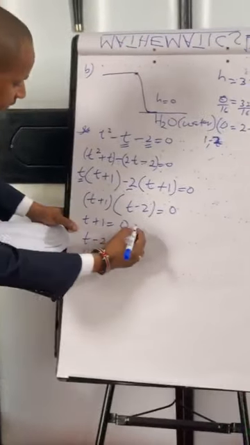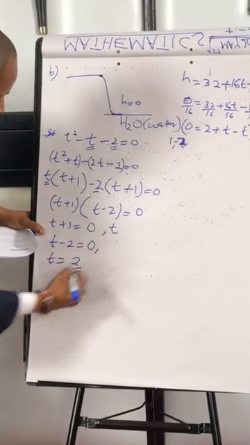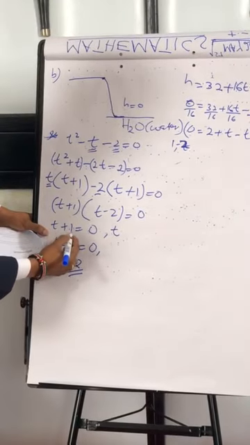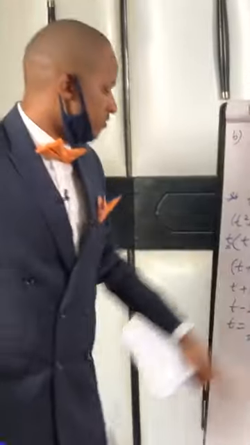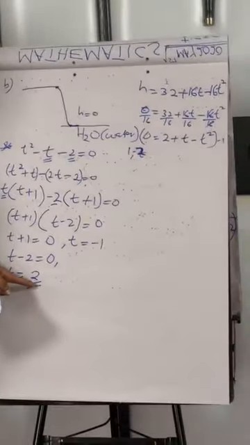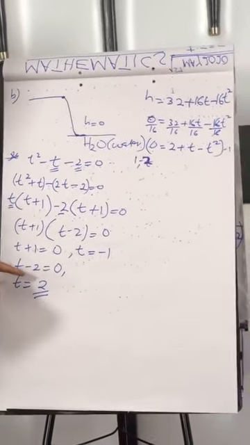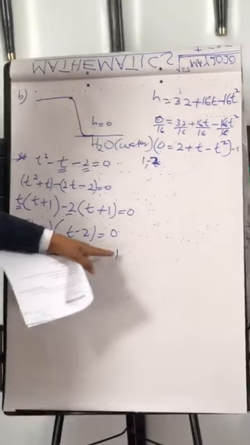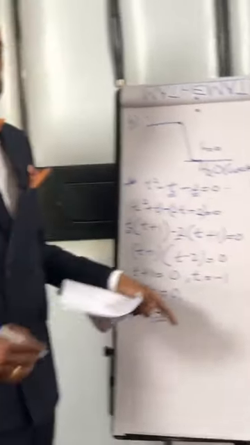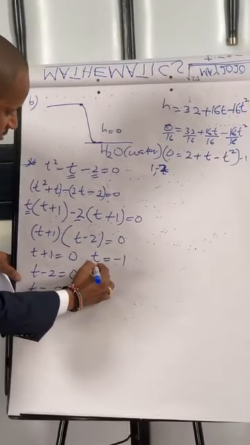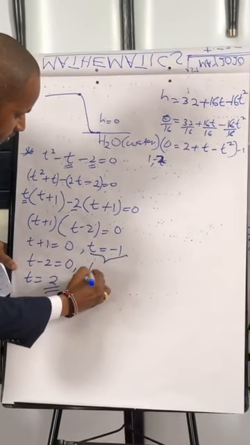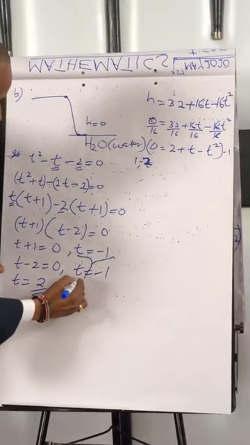And here, when +1 crosses the other side, it becomes -1. So we have t is equal to -1 and we have t is equal to 2. Both are in seconds. But we can see one of the values is -1. So time cannot be negative. Therefore, this is not practical.